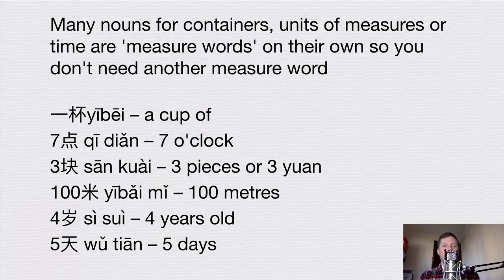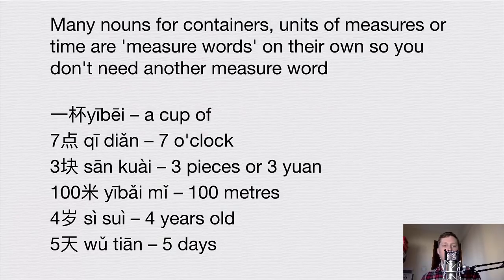And the last major point about measure words is that some nouns are actually measure words in themselves. For example, nouns for containers, units of measurements, or time, they are measure words on their own, so you don't need to add another measure word to them, if that makes any sense. For example, 一杯, this word 杯 is cup, and cup is also a measure word. So if you were to say 一杯咖啡, a cup of coffee, or 一杯酒, a cup of alcohol, you wouldn't add another measure word because cup is already a measure. Also, words relating to time. For example, 七点, 点 is o'clock.